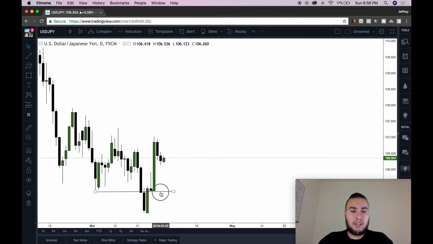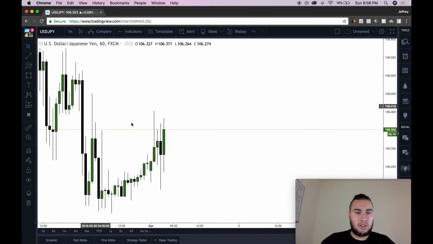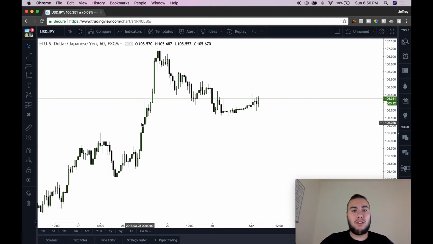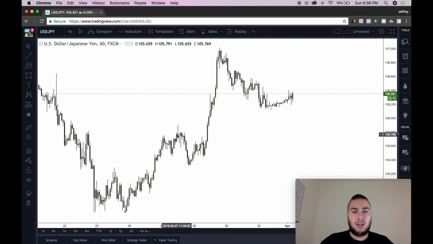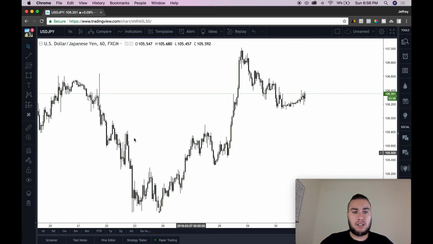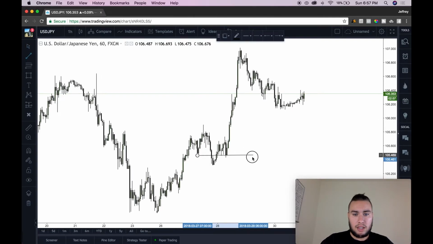So let's see if we can actually find some examples on a lower time frame. So let's drop down to a 1 hour. I find the 1 hour time frame being the clearest to see the market structure breaks. So you can actually see it right here. So right here we've got a low, so a key low. Not necessarily a key low, but a short-term low.